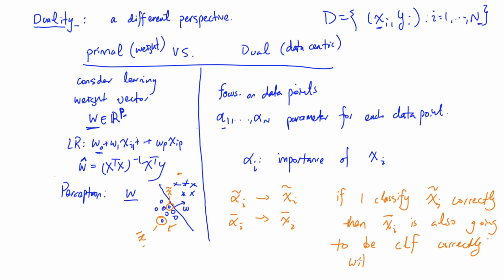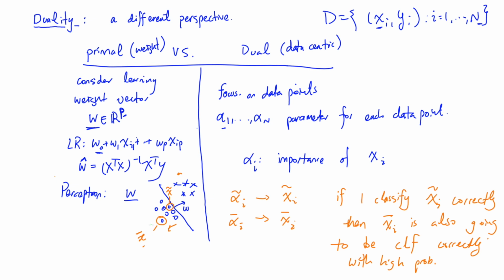With, let's say, high probability, right? What I mean is that if I'm classifying x tilde correctly, that means the line is putting x tilde to the left. Now, because this x bar is so far left, there's very little chance that my model is going to be doing the wrong thing at x bar if I'm doing the right thing at x tilde.